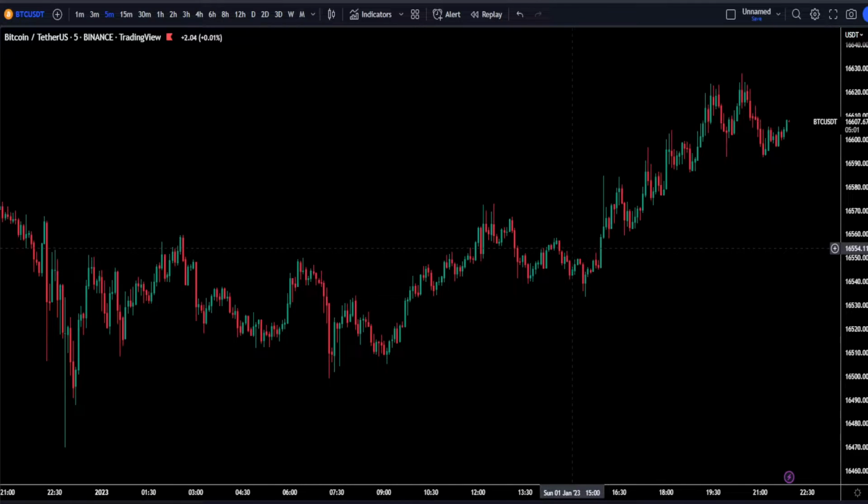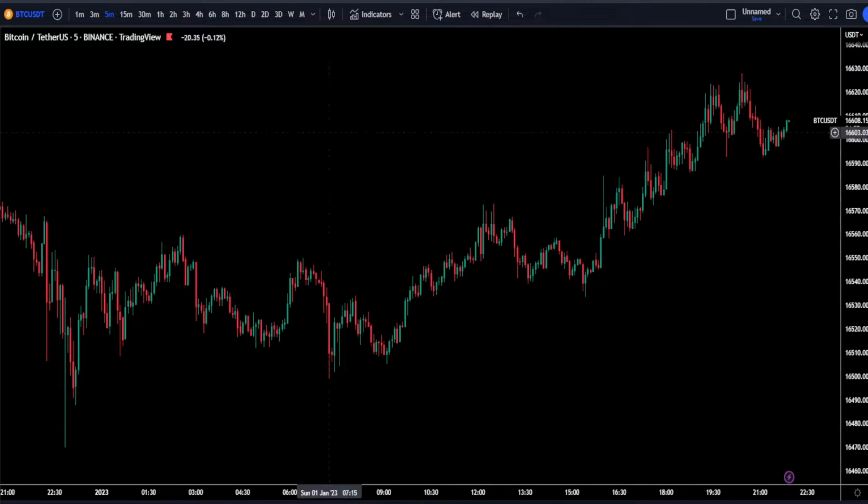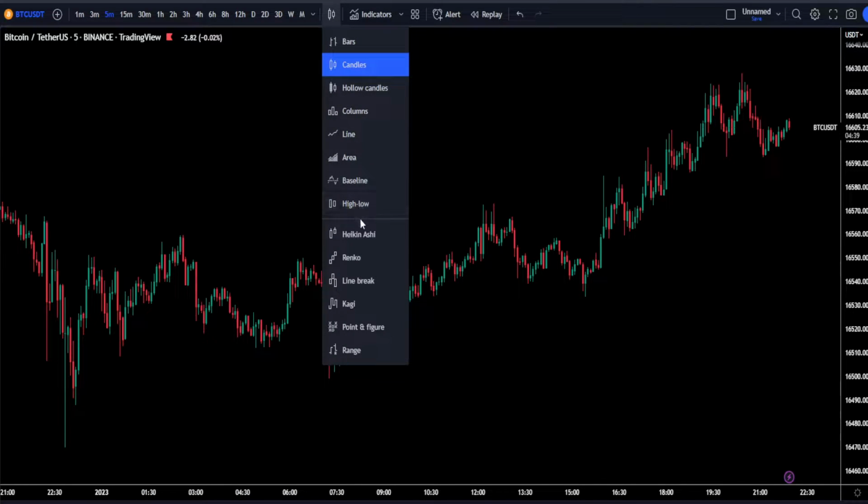Okay, so for this strategy, you're going to need to head over to TradingView.com and open the Bitcoin versus the USDT on the 5-minute time frame. For this, we're only going to need 3 free TradingView indicators, but before we get our indicators on the chart, we first need to switch our candlesticks from Japanese to Heikin-Ashi.